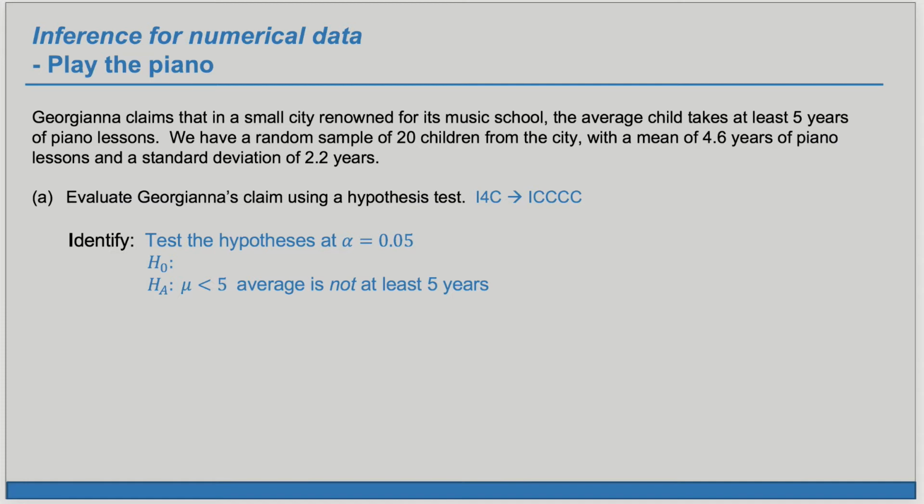The null claim is that that average is 5. These true averages are unknown. What we have is the sample average, and so we'll use this to test these hypotheses.